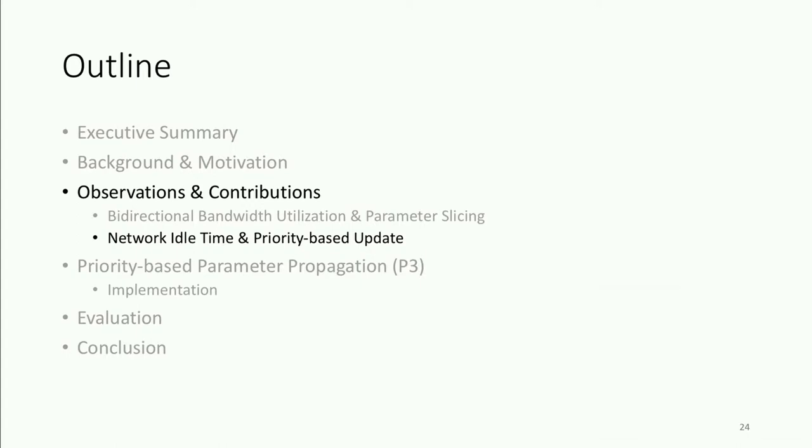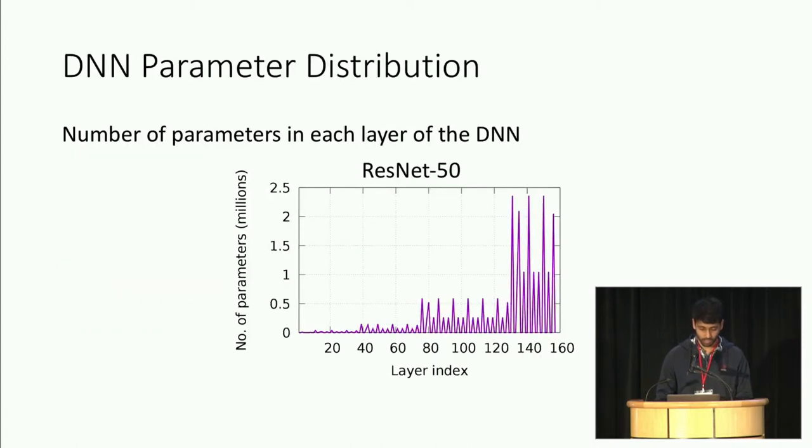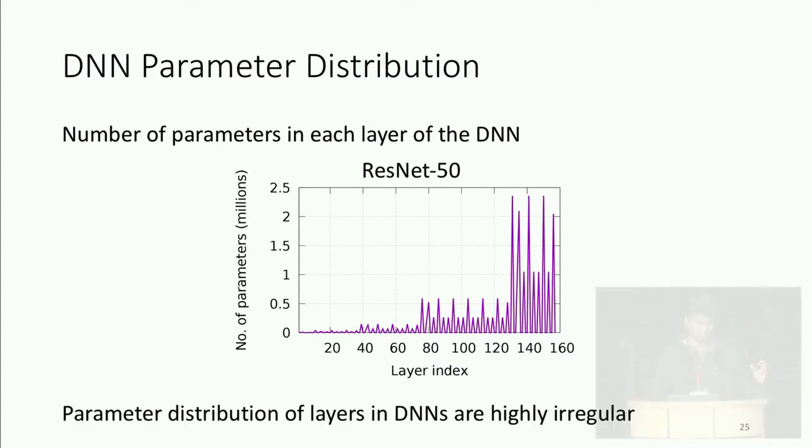Our next observation is regarding the network idle time that we observed in the graphs, and we propose a solution called priority-based update. If you look at the parameter distribution of image classification models like ResNet 50, there is an uneven parameter distribution in the sense that the initial layers are usually lighter convolution layers, and the final layers are heavier, fully connected layers. Because of this uneven distribution, the final layers take too much time to communicate compared to the initial ones.